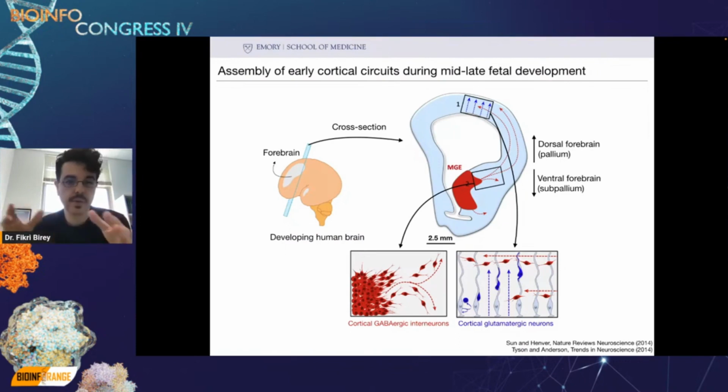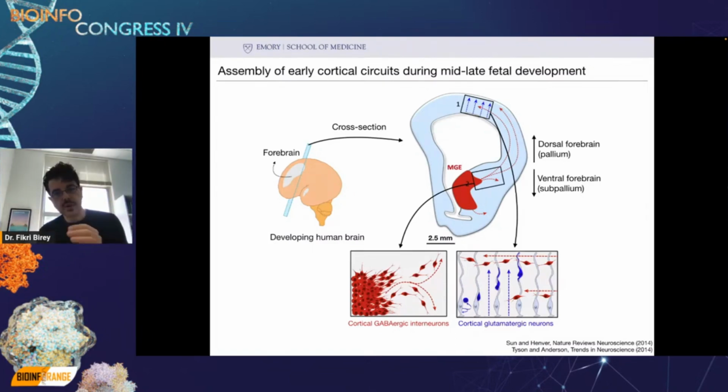The period during which the first cortical circuits are assembled, which spans mid to late gestational periods, is thought to be a very critical period during which the principles of mature circuit structure and function are established. At the cellular level, the assembly of these early cortical circuits involves two major neuronal subtypes: glutamatergic neurons, shown in red here, and GABAergic interneurons.